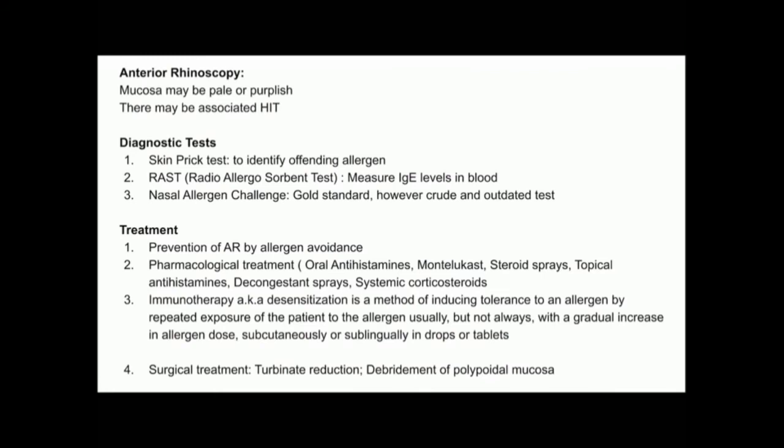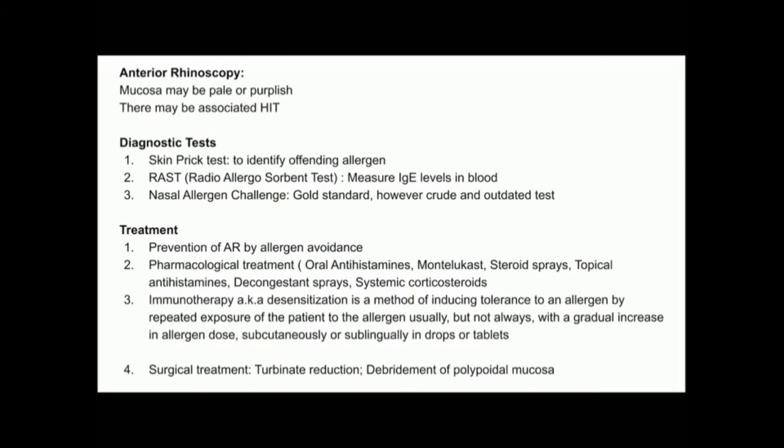The diagnostic tests for allergic rhinitis are skin prick test to identify the offending allergen, radio-allergosorbent test to measure the IgE levels in blood, which are usually very high in allergic rhinitis, nasal allergen challenge, which is a crude and outdated test. Treatment is mainly prevention of the allergen. Pharmacological treatment includes oral antihistamines, montelukast, steroid sprays, topical antihistamines, decongestant sprays, and systemic corticosteroids.